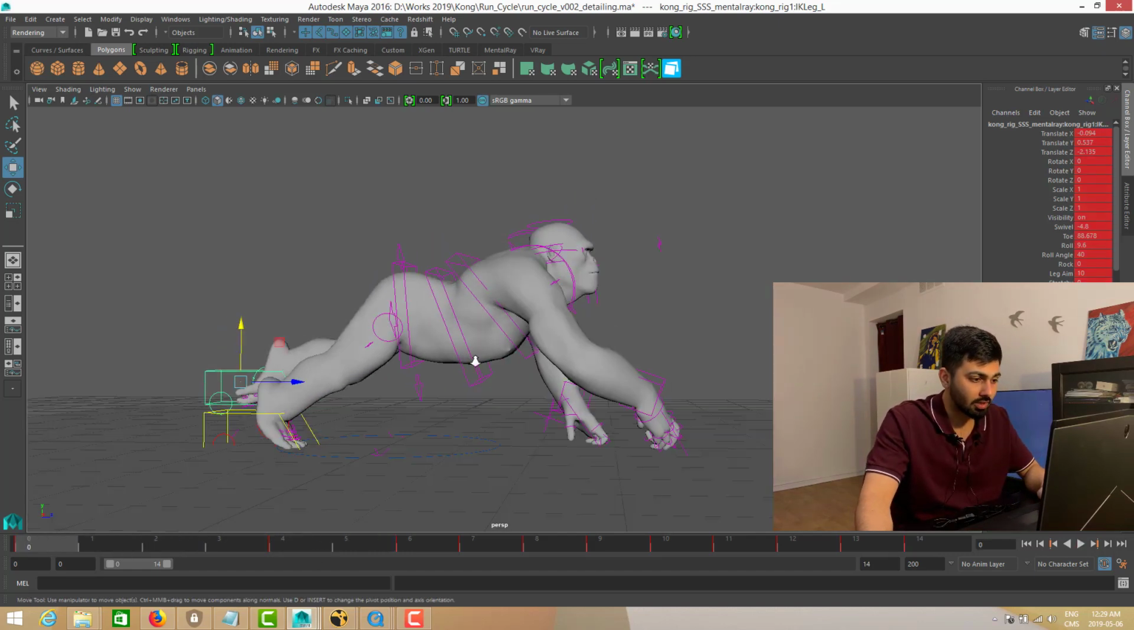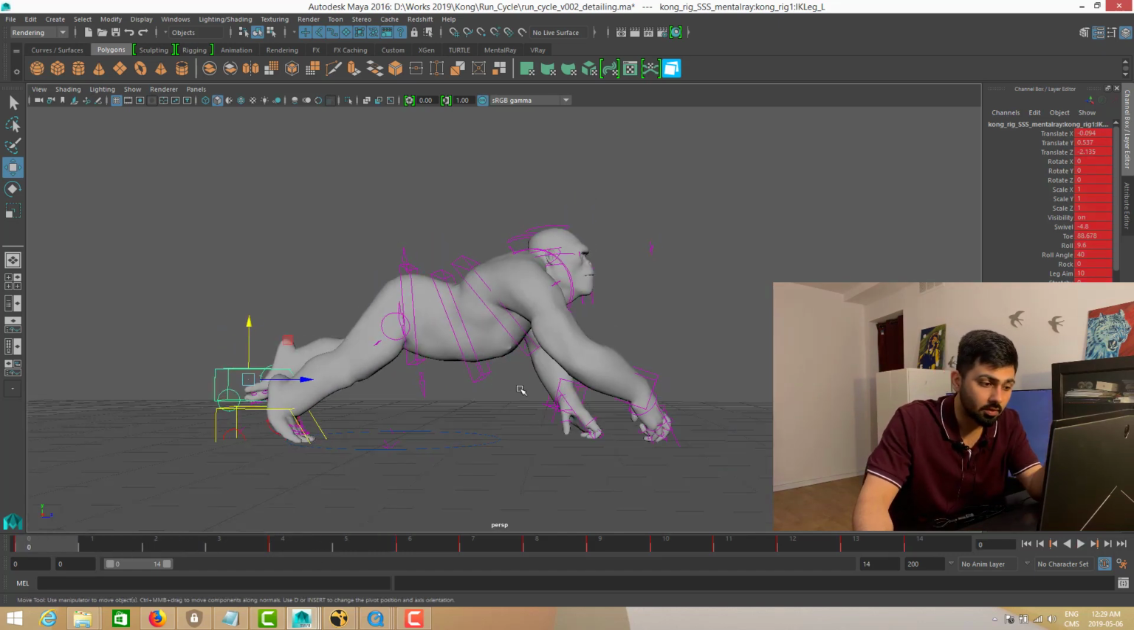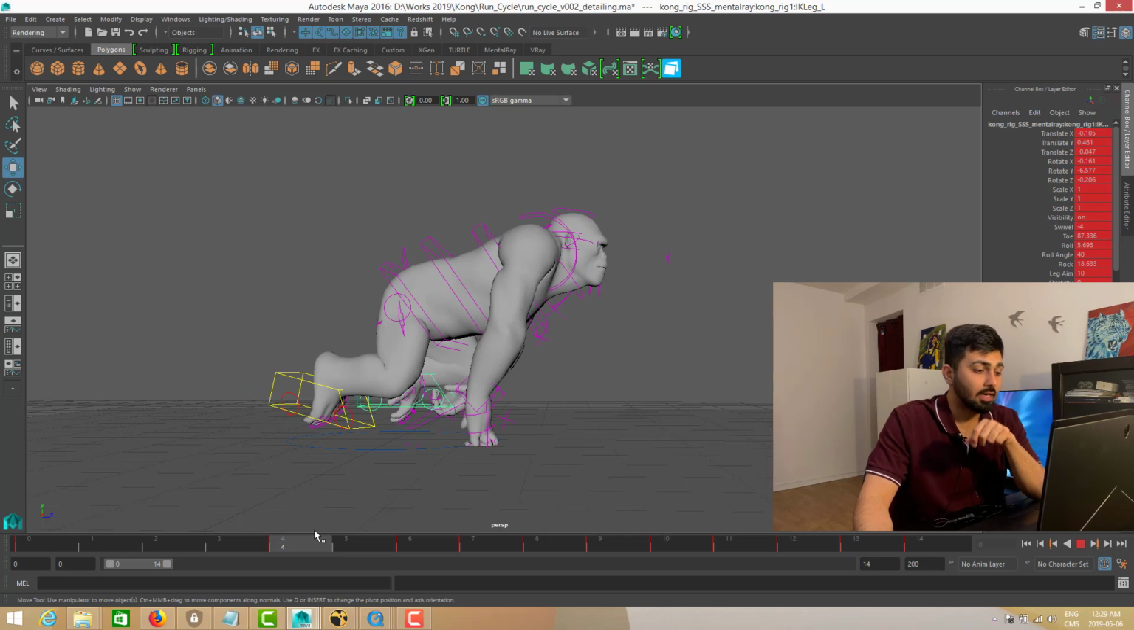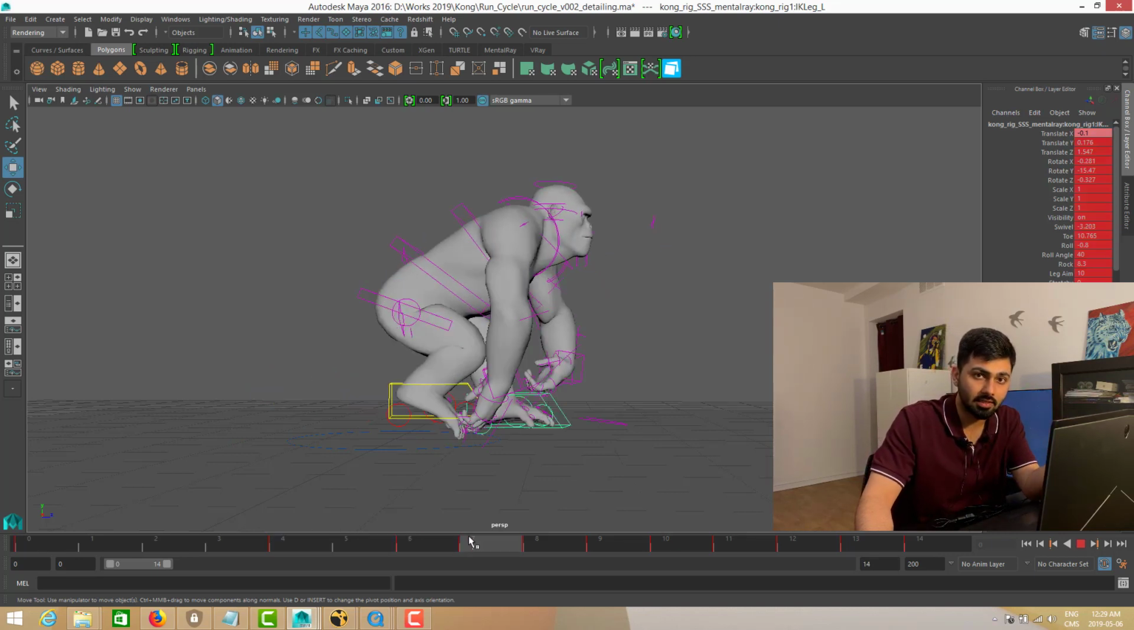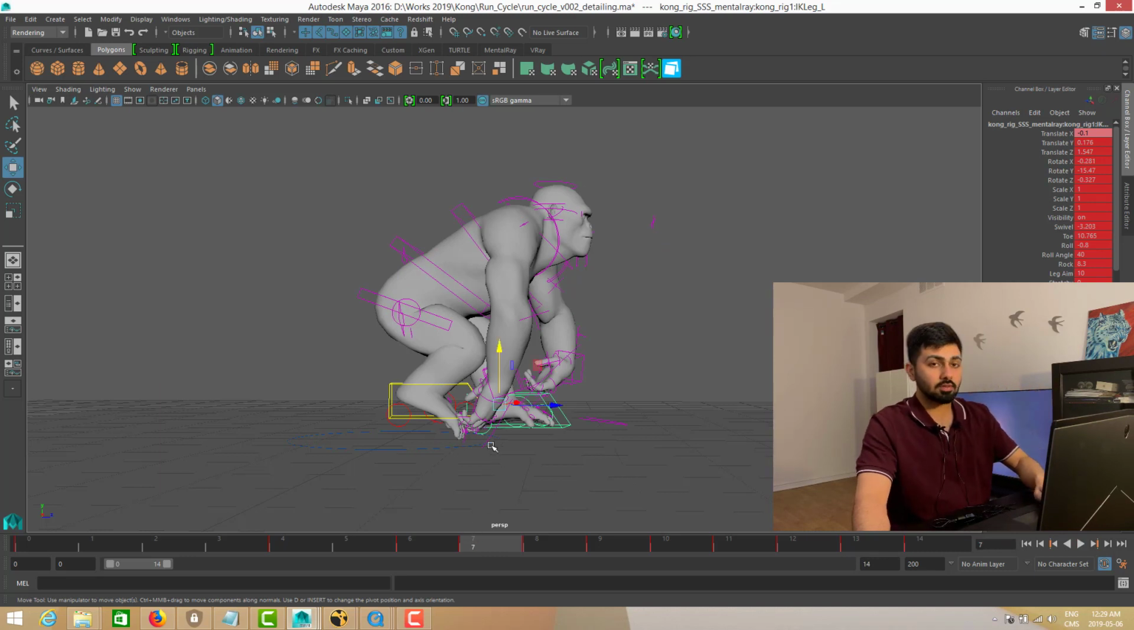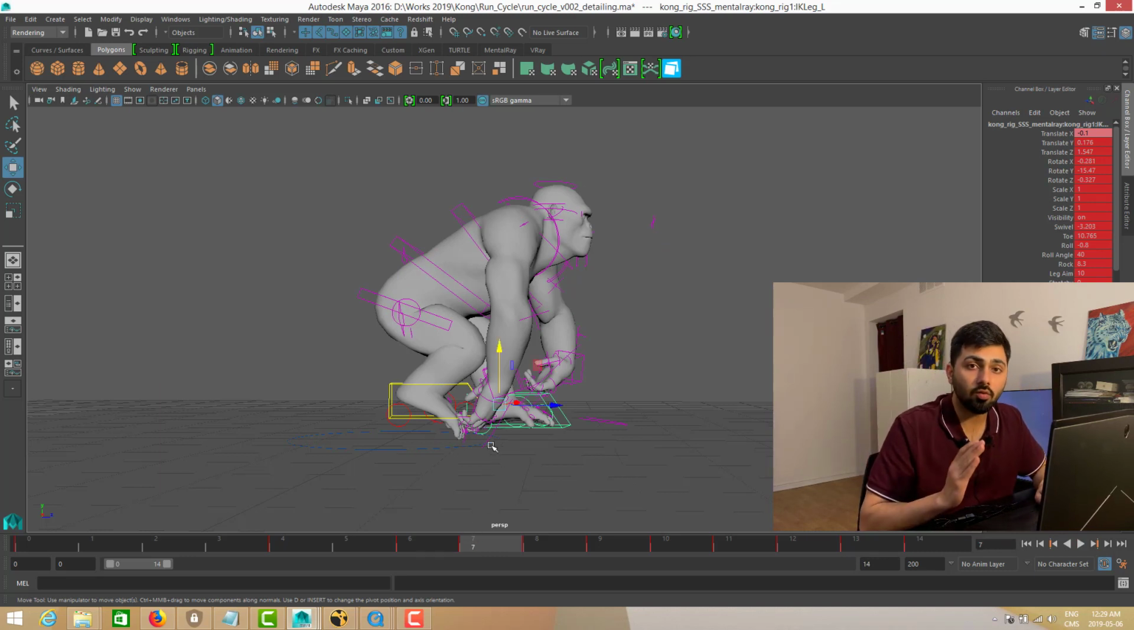If I play it slowly, you guys try to observe the hands here. He's touching his hands on the ground and he's pushing himself forward, and he pushed himself so much that he is squashed after that.